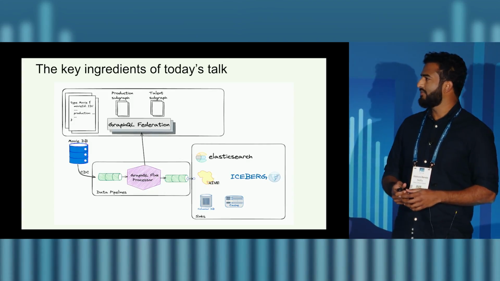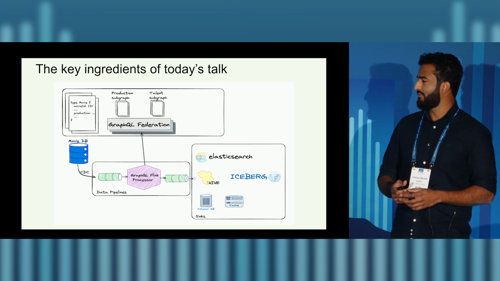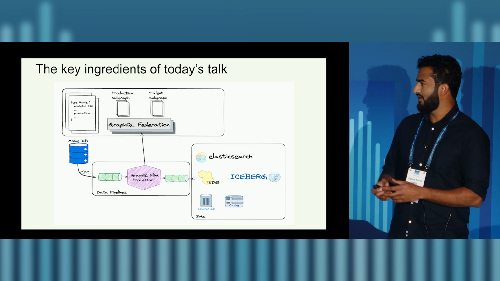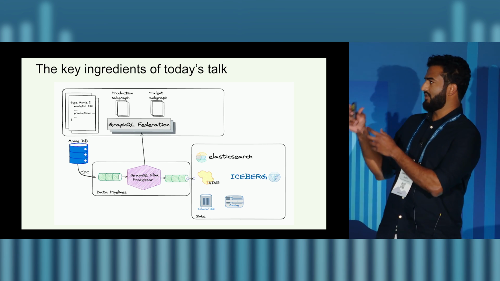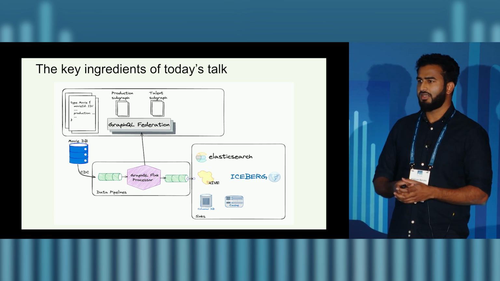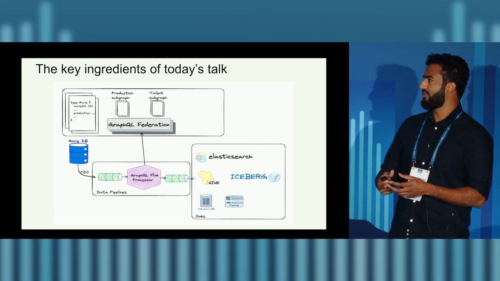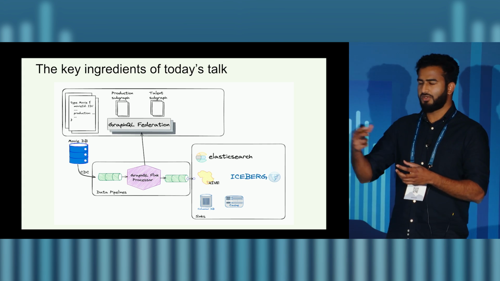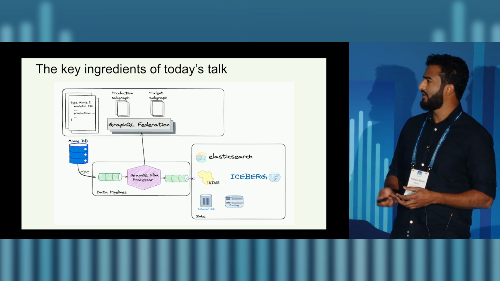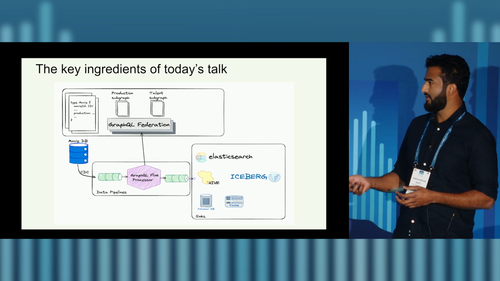To put it simply, there are three different components. First, the GraphQL federation layer itself, where each separate team, within Netflix or in general, has their own subgraph and we put them together to build this overall GraphQL federation layer.